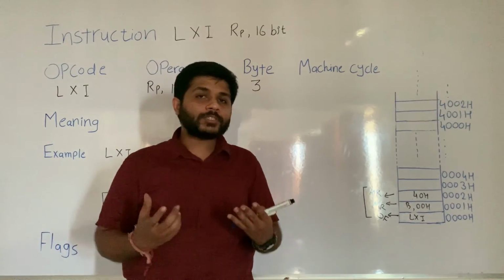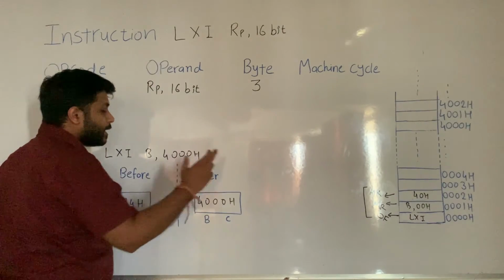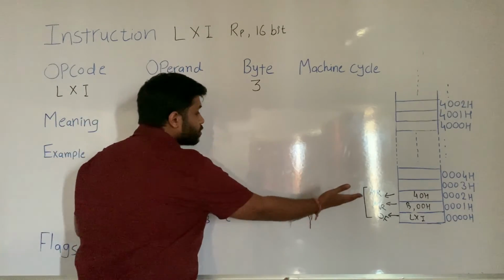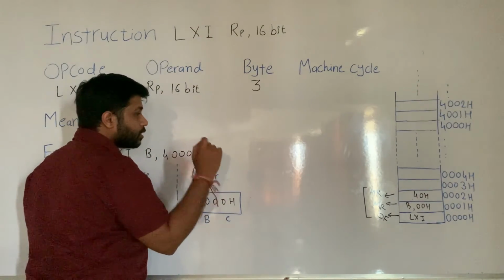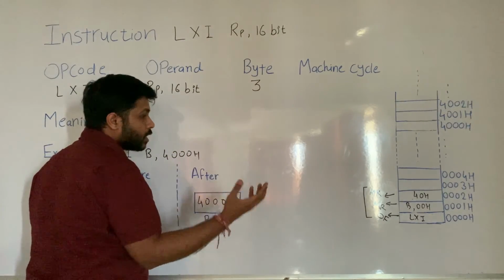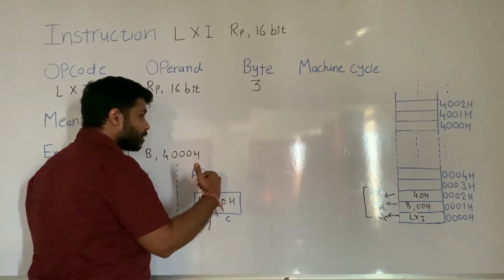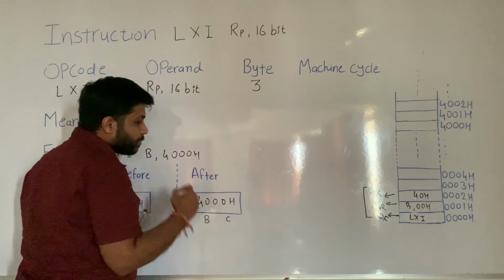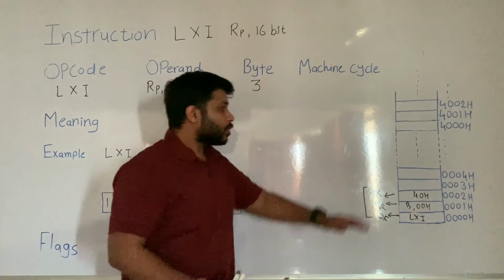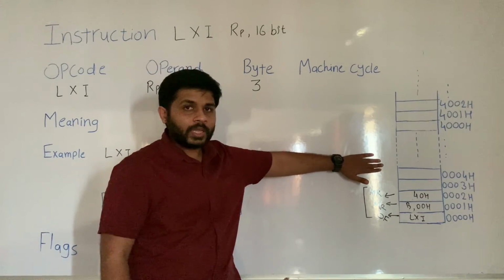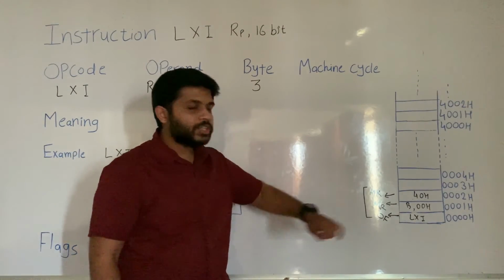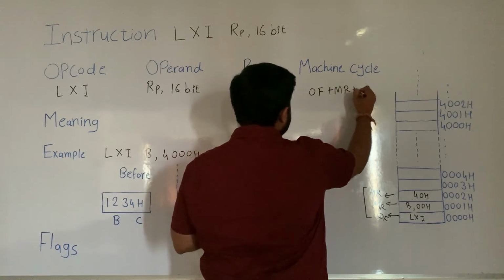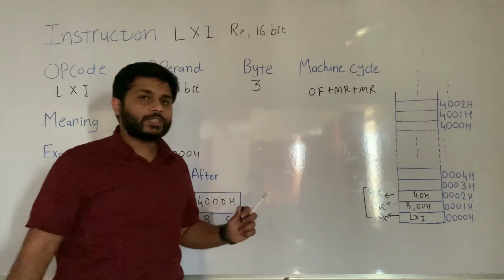Now during execution, what process is happening? The data is transferred into the BC pair. Which data? The data which was already read by the microprocessor during the instruction fetch process. So 4000H is already read by the microprocessor, and during the execution, this data will be transferred to the BC pair. What I am trying to say is that during the execution process, no interaction with the memory is happening. It means for this instruction, only 3 machine cycles are needed: opcode fetch plus memory read and memory read. Okay, so this is it.